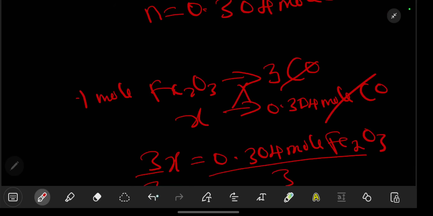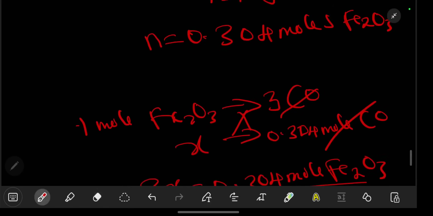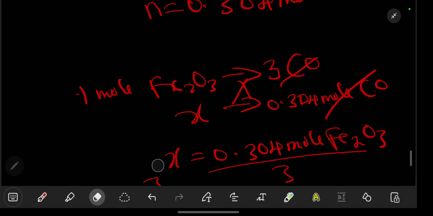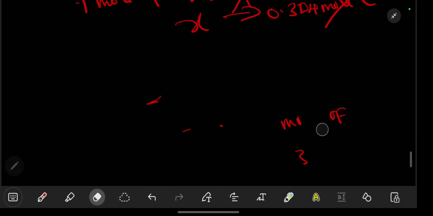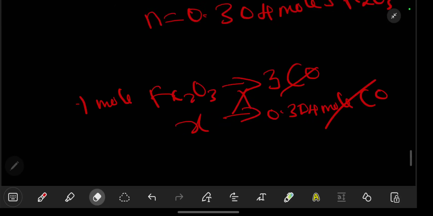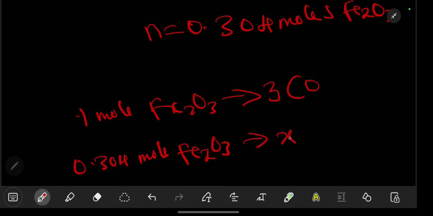Oh, there's a slight mistake. This 0.304 was the moles of iron 3 oxide, so we are supposed to put it where iron 3 oxide is. So our iron 3 oxide is here. We have 0.304 moles of our iron 3 oxide, and carbon monoxide should be equal to x.